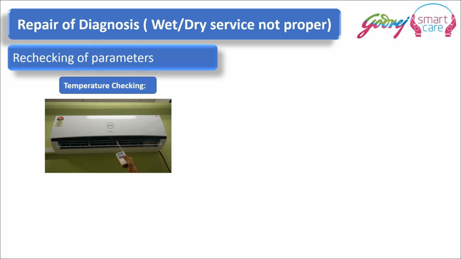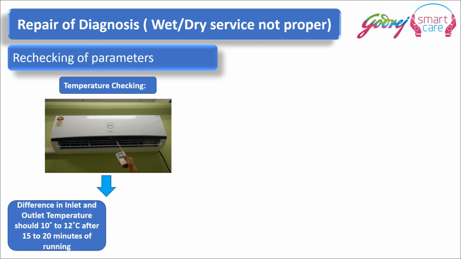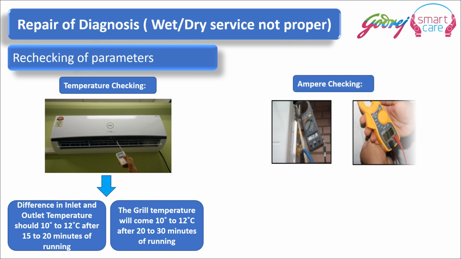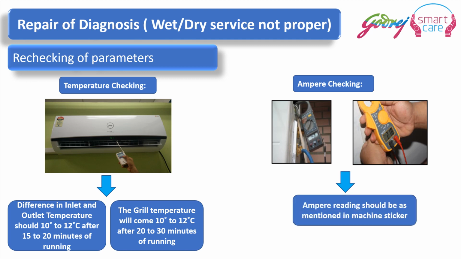We will recheck the parameters like temperature. The difference in inlet and outlet temperature should be 10 to 12 degrees centigrade after 15 to 20 minutes of running. The grill temperature will be 10 to 12 degrees centigrade after 20 to 30 minutes of running. We have to check the ampere. The ampere reading should be as mentioned on the machine.